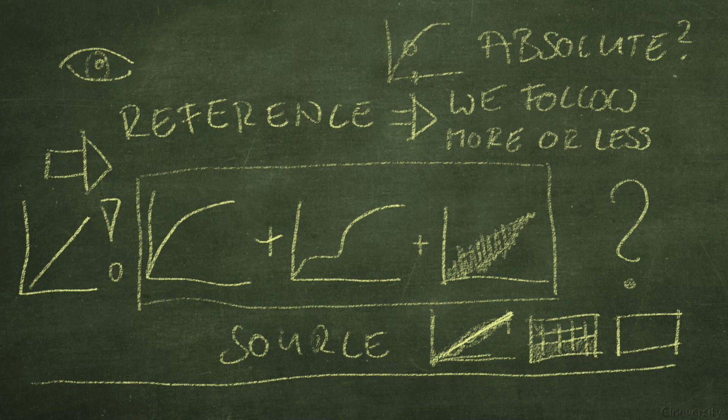My idea is, if you really need an absolute value, you should have something like a light, like a flashlight with a diffuser in front of it, that has a very stable illumination source.